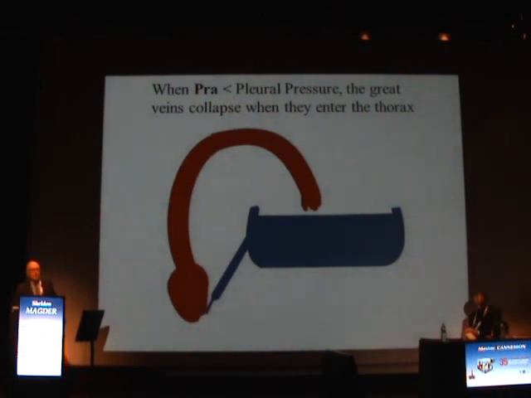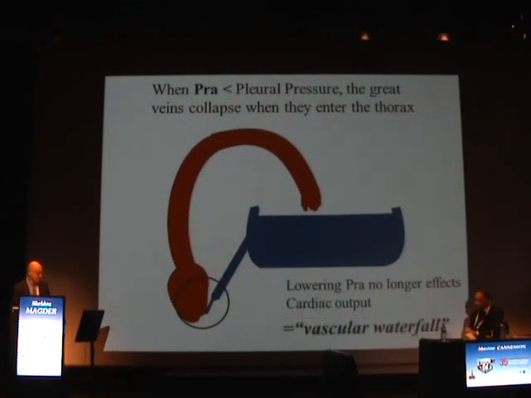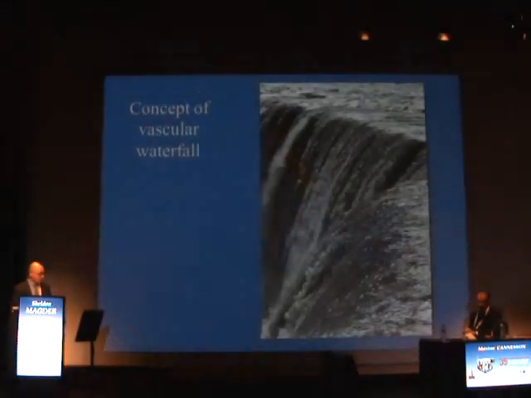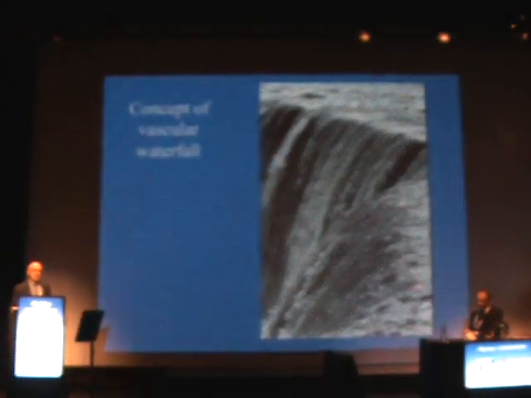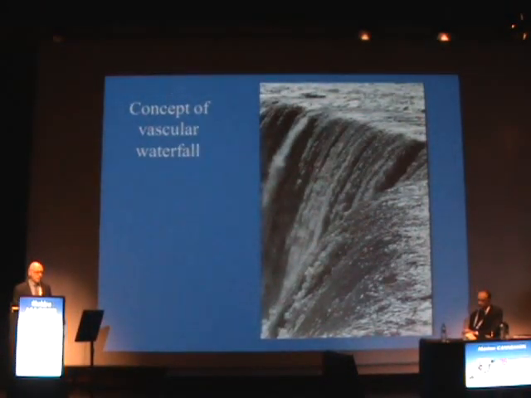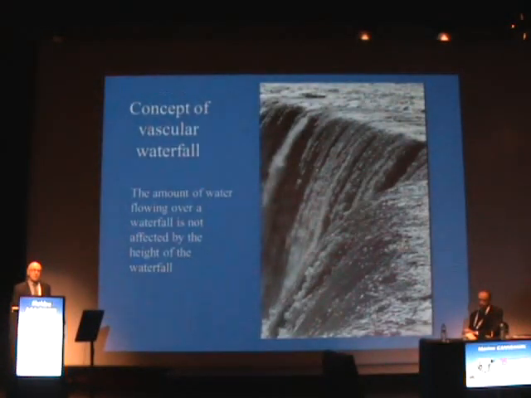Now, an important point happens when the right atrial pressure falls below the surrounding pressure. If you're breathing in atmosphere, then around the atmospheric pressure. When that happens, you get what's called a vascular waterfall. And in this concept, once you have collapse of vessels, downstream pressures no longer affect flow. The amount of water that goes over a waterfall is affected by the upstream characteristics of how wide the river is upstream, the rocks in the river upstream, but it is not affected by the height of the falls.